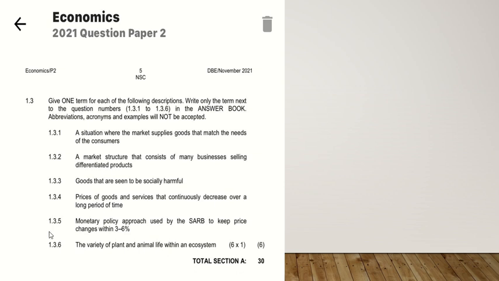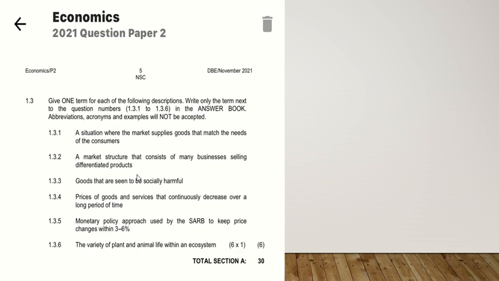Our second sentence is a market structure that consists of many businesses selling differentiated products. Now, here's a hint. Market structure, we know that there are only 4 market structures, so this also limits our scope and makes our search easier. And now all you have to do is search within those 4 market structures, which one of those consists of many businesses selling differentiated products. And we know that that is monopolistic competition.